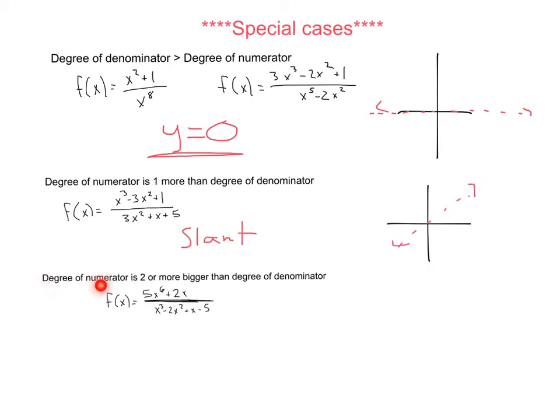Lastly, when the degree of the numerator is 2 or more bigger than the degree of the denominator. For example, here we have a degree of 6 on top. Here we have a degree of 3 on bottom. 6 is 2 or more bigger than 3. So in this case, we have no asymptote. This is just going to indicate to us that there is no asymptote on the graph.